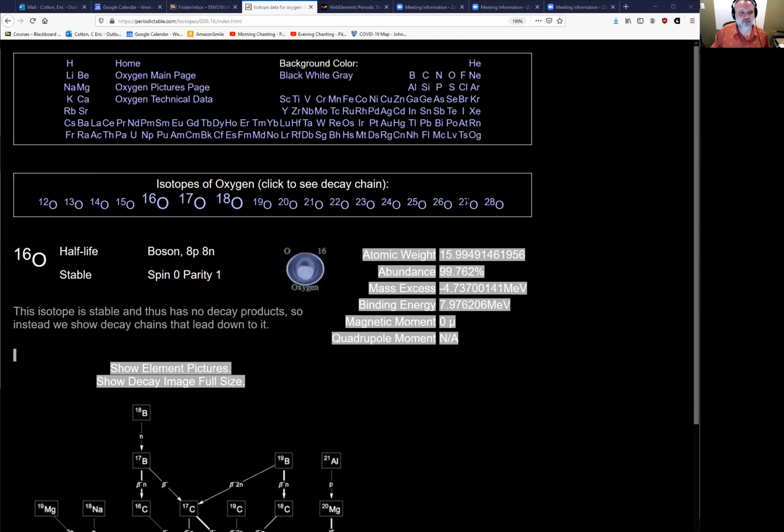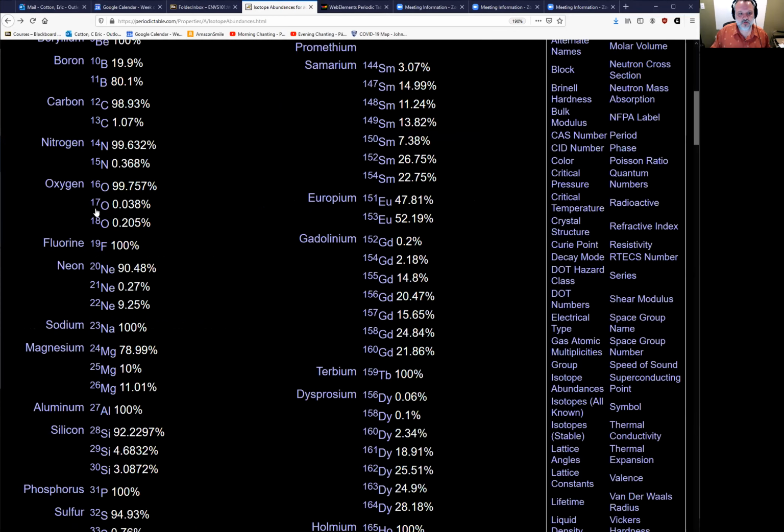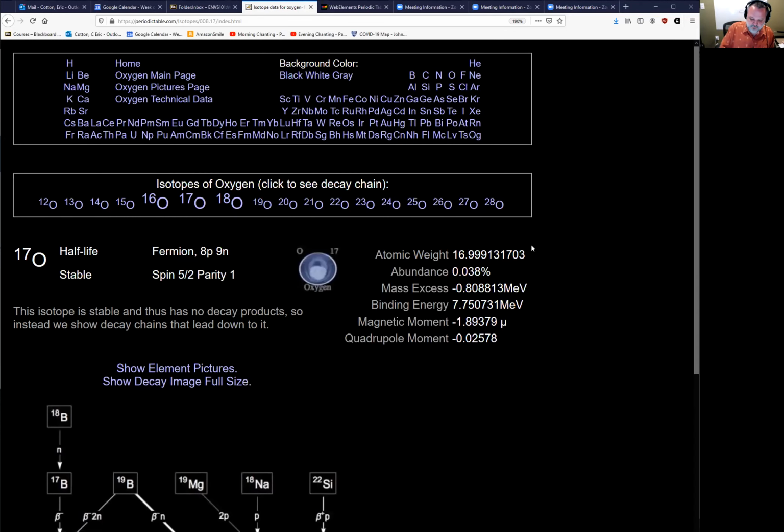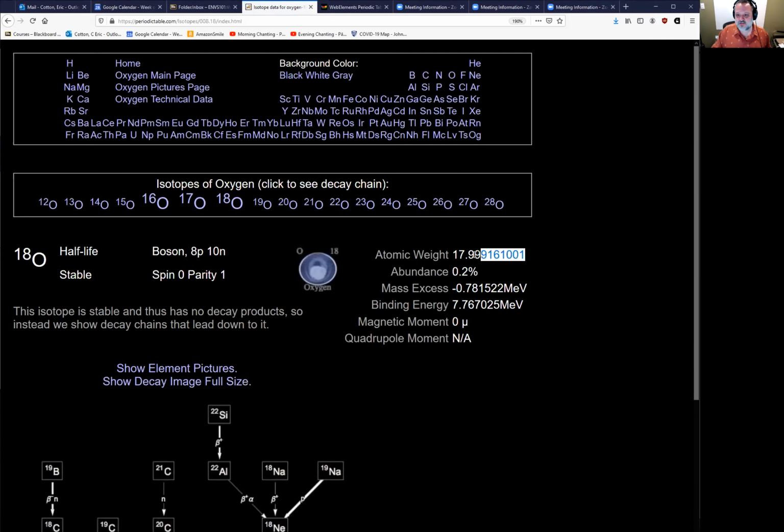Now let's move back to the previous screen. Let's go to 17. Oxygen 17 weighs 16.999131, and I just said arbitrarily, let's only go with 6 decimal places. And now let's go to the next one, oxygen 18. The mass of that is 17.999161, and these masses are in AMU.